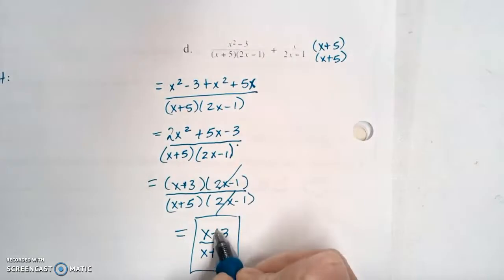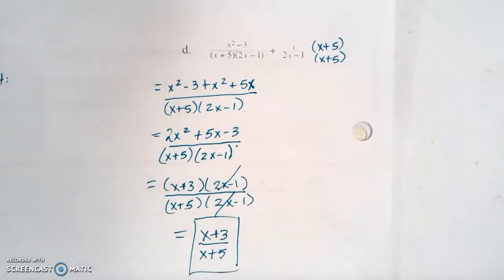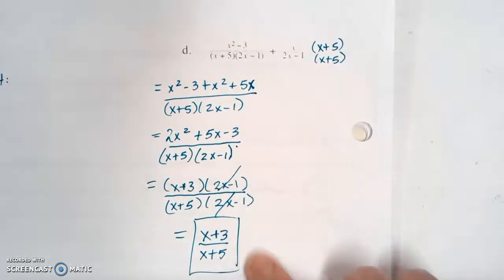Good catch. All right. Okay, so it does factor to the x plus 3 times the 2x minus 1 over the x plus 5 times the 2x minus 1. So those are our factors that cancel, leaving us with the x plus 3 over the x plus 5. Okay.